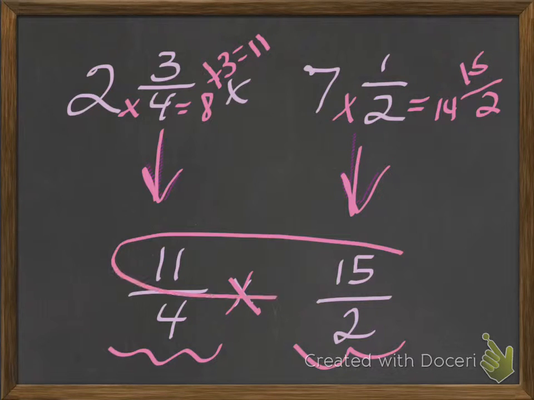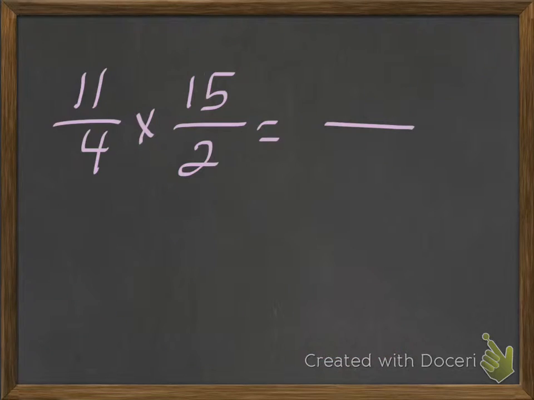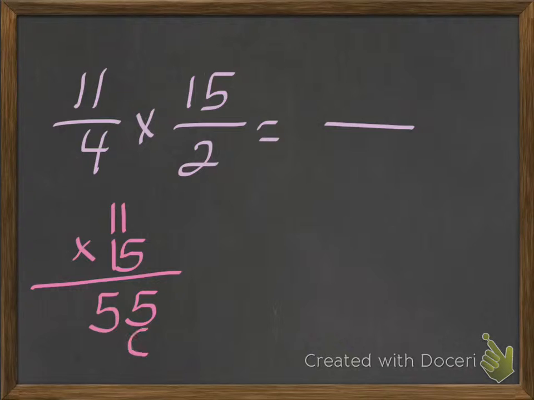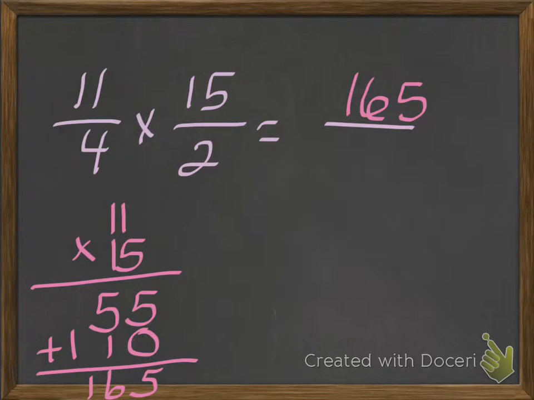I'm going to multiply the numerators and multiply the denominators. So 11 times 15. I don't know 11 times 15 in my head, so I have to multiply it out. 5 times 1 is 5. 5 times 1 is 5. Put my placeholder. 1 times 1 is 1. 1 times 1 is 1. Add them up, and I get 165 for my numerator, over 4 times 2, which equals 8.